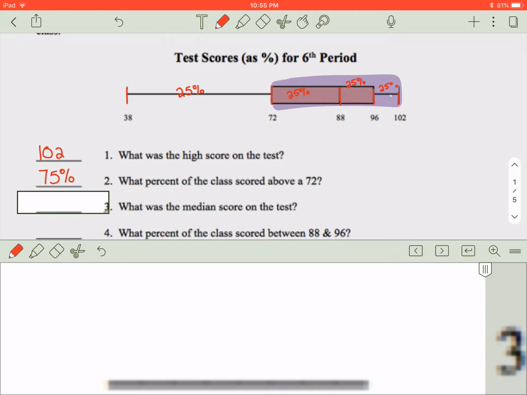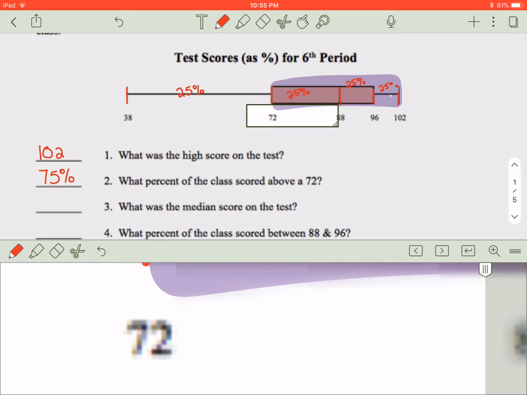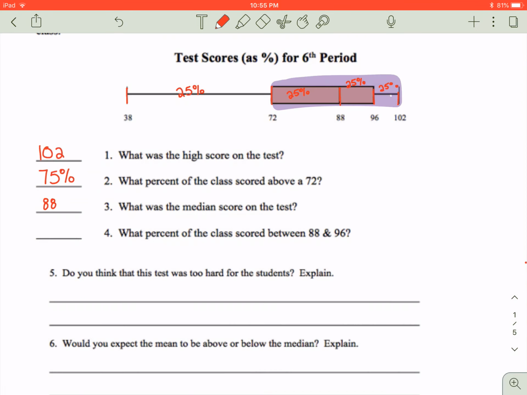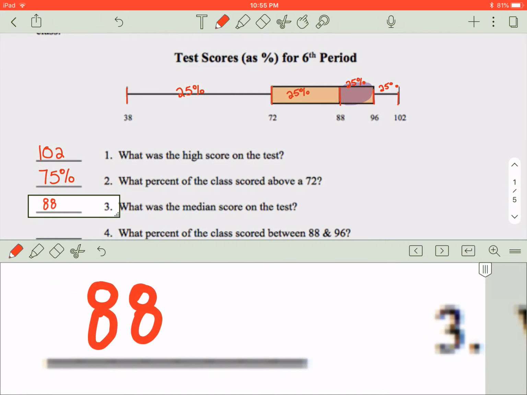It said, what was the median score on the test for number 3? Well, the median would be the middle line in our box, which would be 88. And then it says, what percent of the class scored between 88 and 96? So 88 and 96 would be between those 2 lines right there, those 2 dots, which is only one section, which would be 25%.